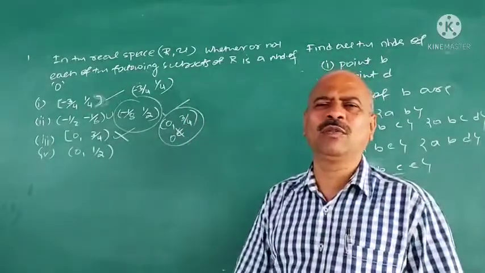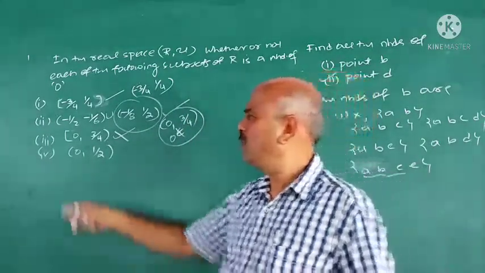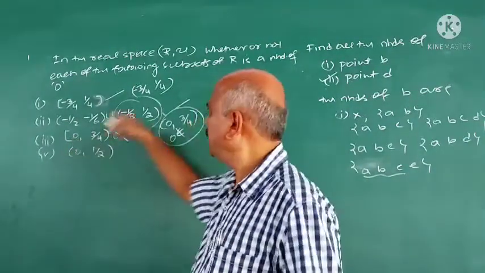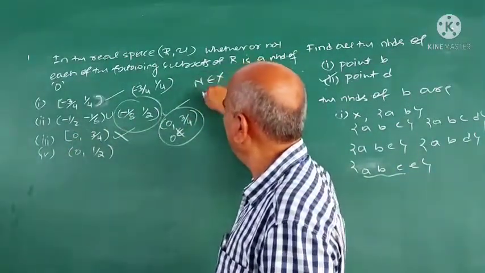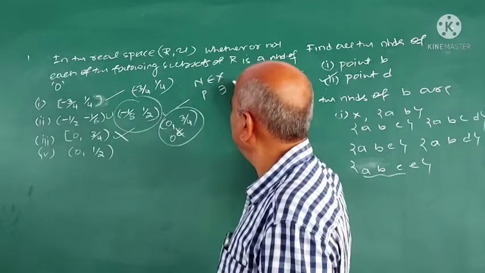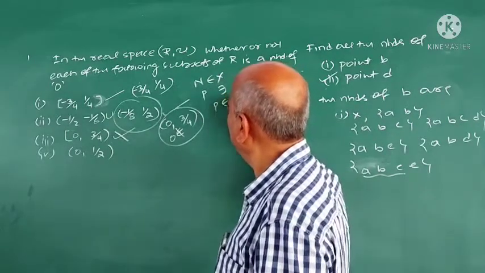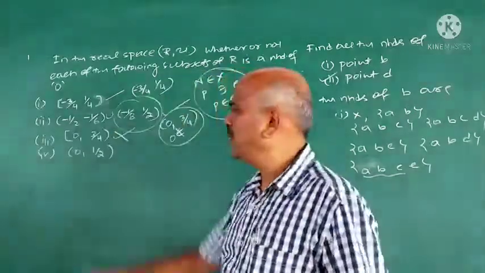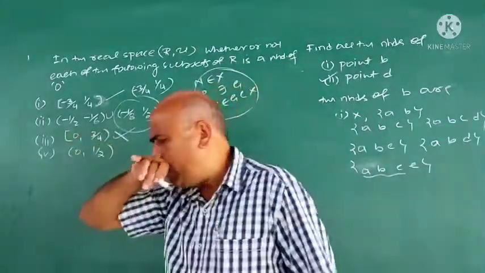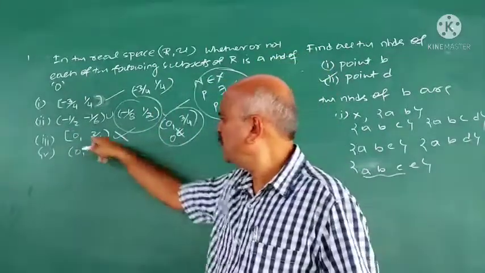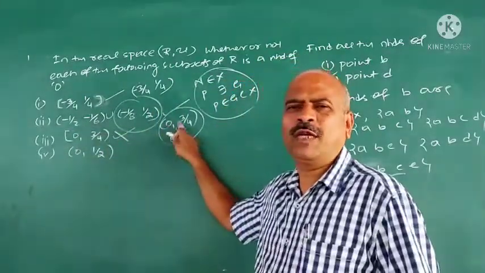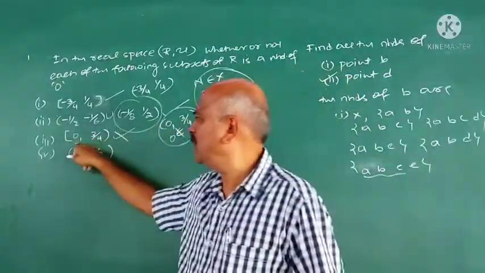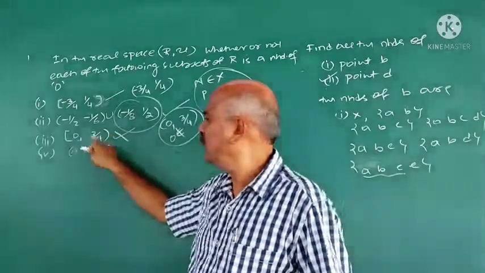Why is it not the neighborhood of 0? See the definition: any set N is said to be a neighborhood of the point P if there exists an open set G such that P belongs to G which is contained in N. This is the definition. But in this case, what is the open set containing 0? Open interval containing 0, I take (0, 3/4), but 0 does not belong to this. So it is not the neighborhood of 0.